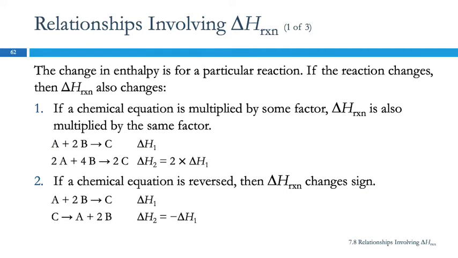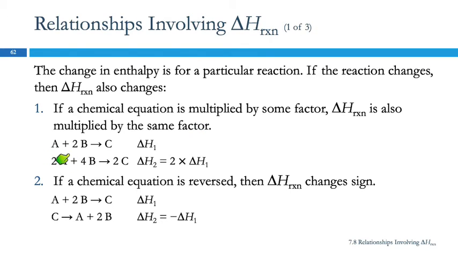Relationships involving heat of reaction. The heat of reaction is an extensive property, meaning it depends on how much stuff there is. So if the reaction changes, delta H is also going to change. These are some rules for what you do to delta H when you do something to an equation. If you multiply the chemical equation by a factor, then you multiply delta H by the same factor.